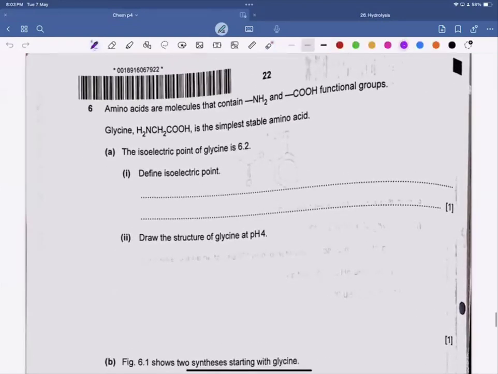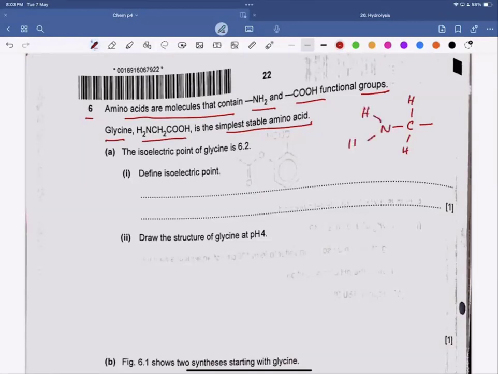Okay, now question number 6. Amino acids are molecules that contain NH2 and COOH functional groups. Glycine is the simplest stable amino acid. So let me write its formula in the displayed form over here. You see there is a carbon. That carbon has 2 hydrogens. On one side, we have an NH2 group. On the other side, we have a carboxylic acid. That's why we call it amino acid.